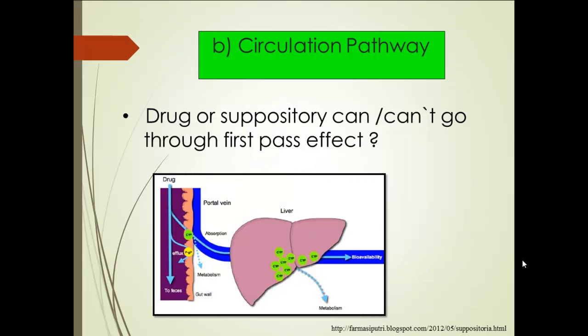Next is circulation pathway. What do you think? Drug or suppository can or can't go through first pass effect? Well, usually suppository doesn't have any first pass effect. This is because the lower hemorrhoidal veins surrounding the colon receive the absorbed drug and initiate its circulation throughout the body bypassing the liver. Lymphatic circulation also assists in the absorption of rectally administered drugs.